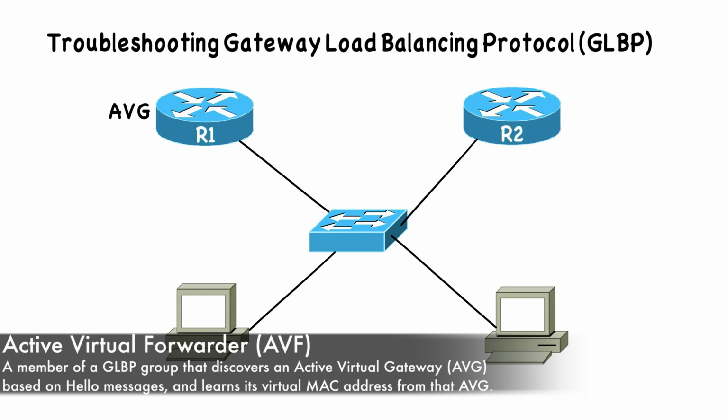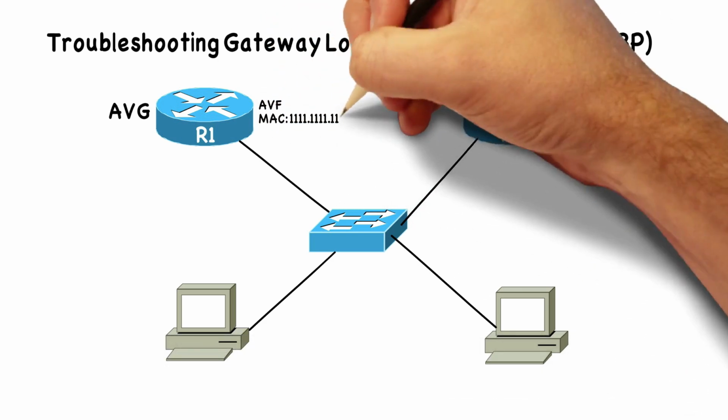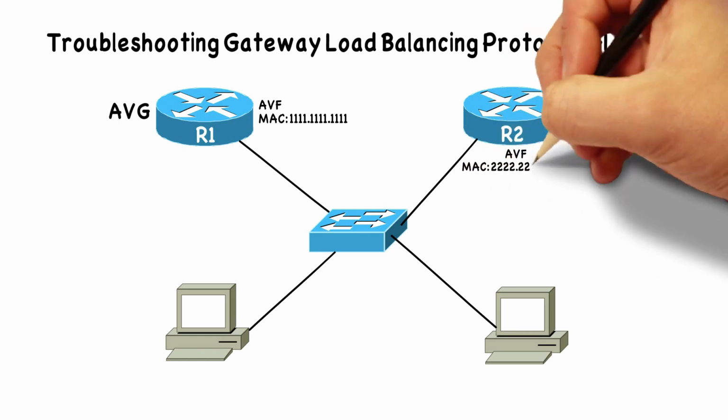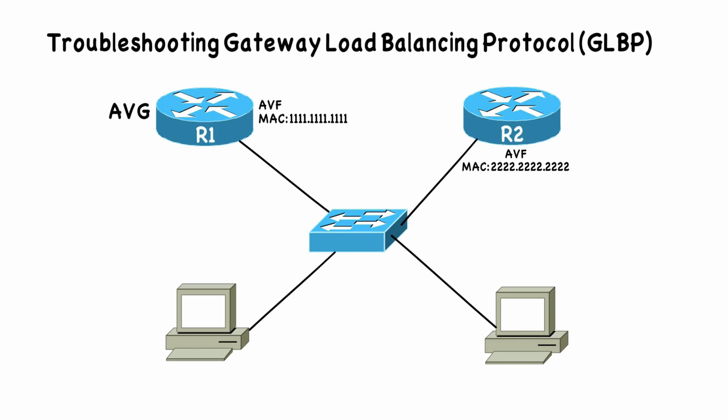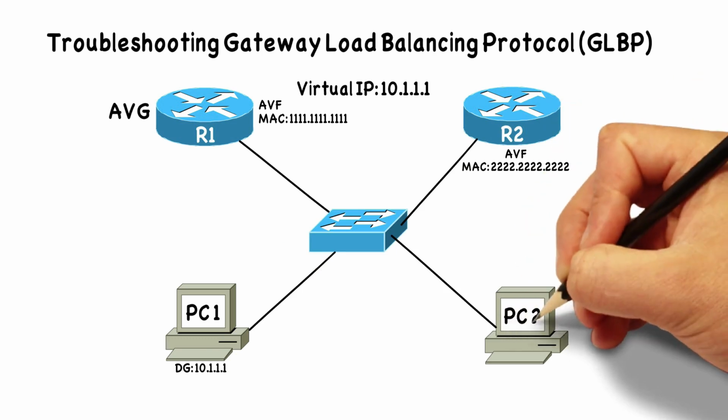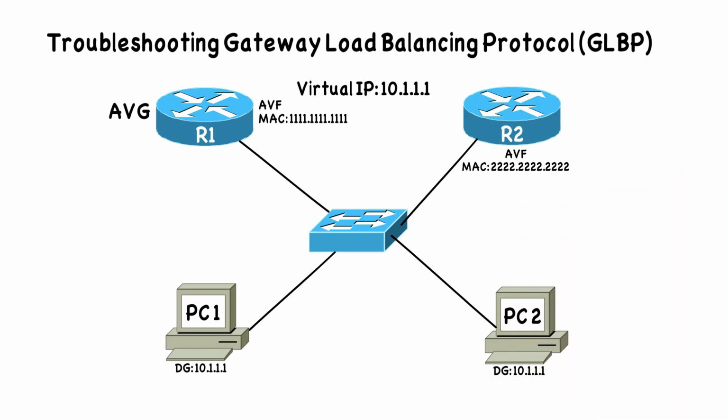And in this topology on screen, router R1 is the AVG, but it's also an AVF. It could also get traffic off of the local network, and we'll say that it has a MAC address of all ones. And R2, that's another way of getting off of this local network. It's an AVF, an active virtual forwarder, and it has a MAC address of all twos. And we'll say that the virtual IP address being serviced by this GLBP group is 10.1.1.1. And what's going to happen when these PCs send an ARP request saying, what is the MAC address corresponding to my default gateway's IP address of 10.1.1.1?